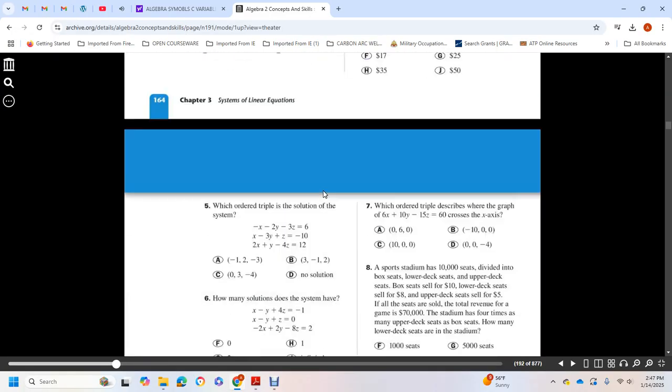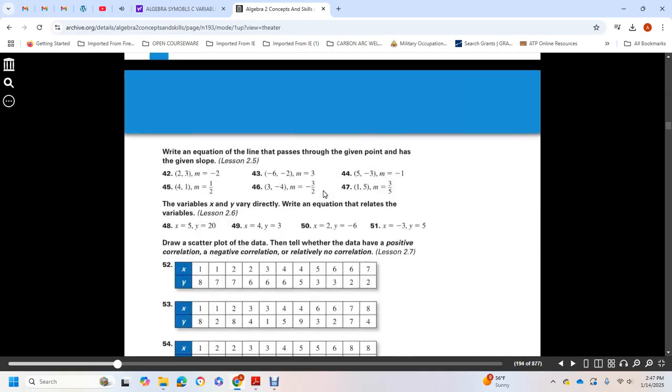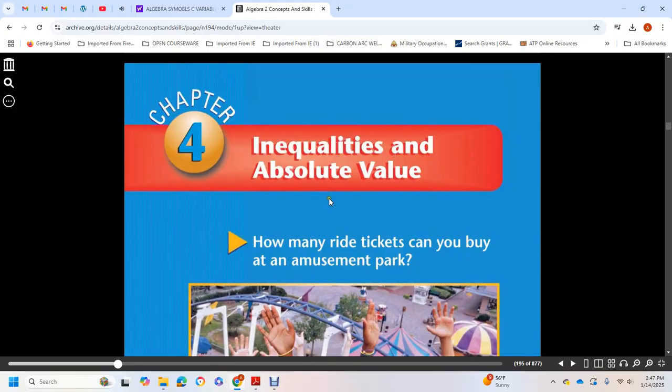Chapter 3 test. Chapter 4, Inequalities and Absolute Value.